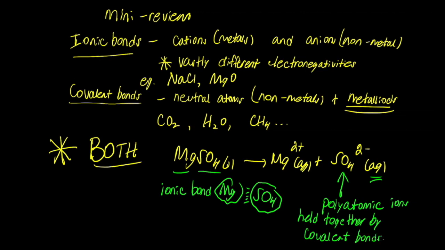So it's not tricky. I mean, you've got two nonmetals that are combined by covalent bonds, and you've got the metal magnesium combined with nonmetals by ionic bonding. Okay, so it's possible to have both when you have polyatomic ions. That's something to think about. All right.